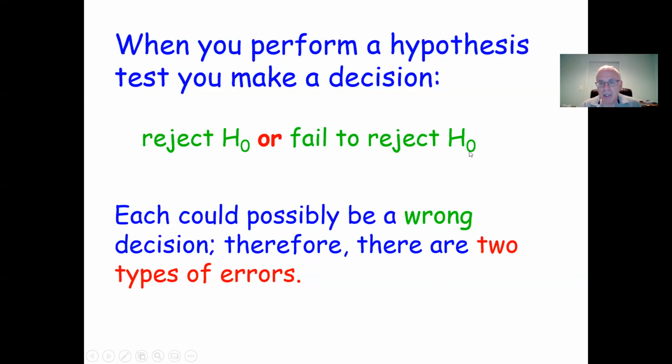When actually H0 is false. In this case, the error in the courtroom case would be that you don't find enough evidence to convict the person, and the person actually committed the crime. So the person is freed when they should be in jail. All right. So those are the two types of errors. So the two types of errors are called type 1 and type 2 errors.